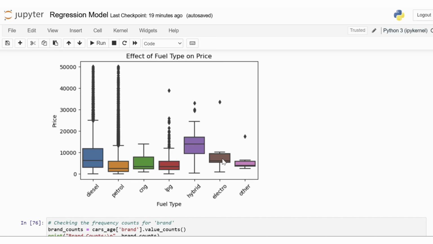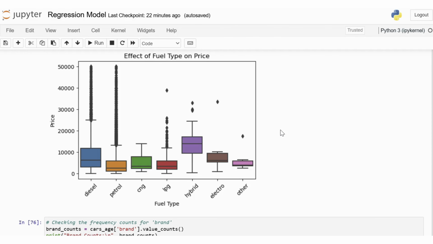The electric cars have a relatively high median price, close to hybrid cars. The IQR is narrower, suggesting less variation in prices. Outliers are fewer compared to other fuel types. Cars classified under other category have the lowest median price. The IQR is narrow, showing little price variation. And very few outliers are present. The box plot reveals that the price of cars varies significantly depending on their fuel type.